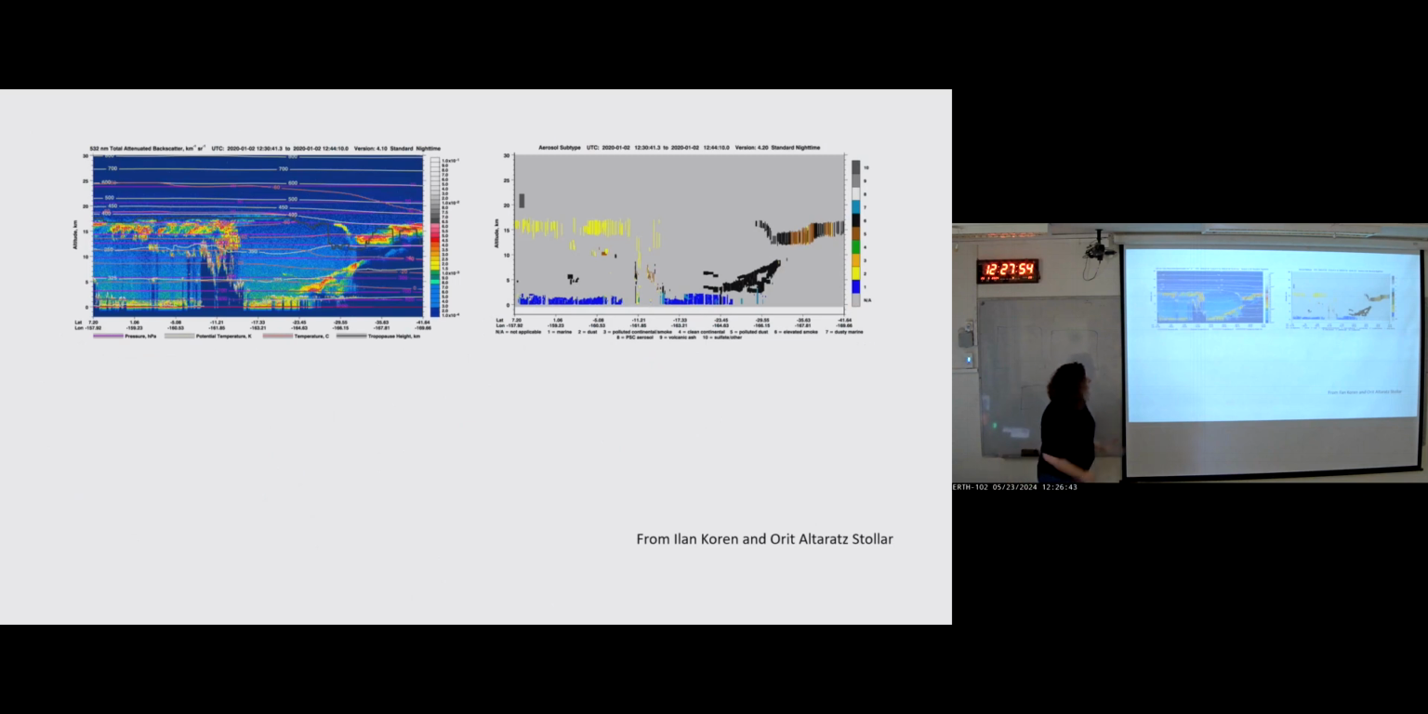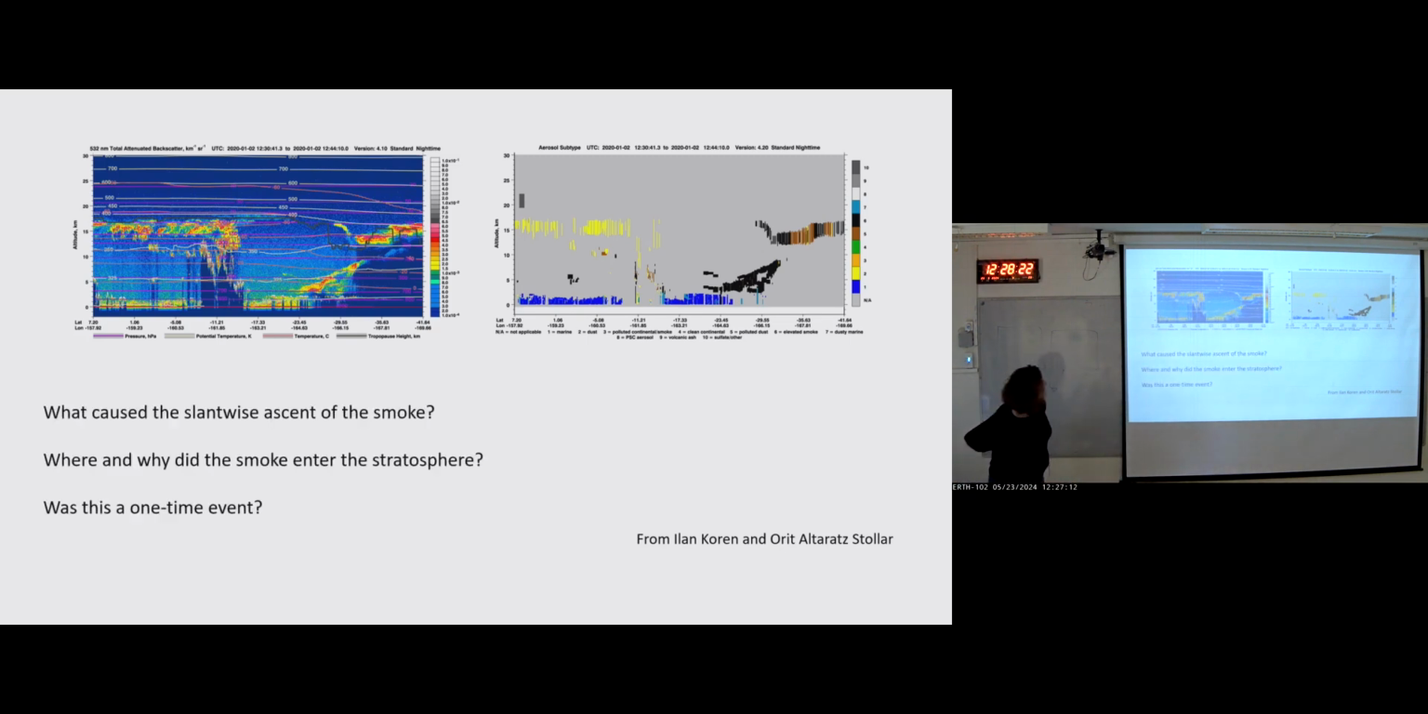Our interest started with these CALIPSO screens. Ilan and Orit showed us these screens and said, we have smoke identified in the upper levels, that's over there, but there's also this feature. This feature looks like a slantwise ascending smoke. So why would smoke ascend slantwise? We would expect pyroconvection going straight up, maybe some lateral flow, but this was peculiar. That was the start of the investigation.